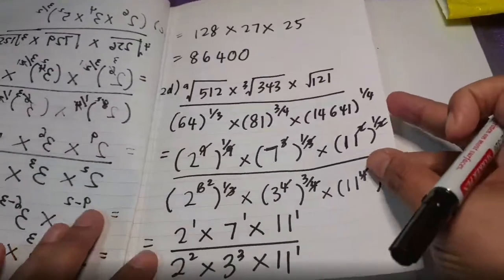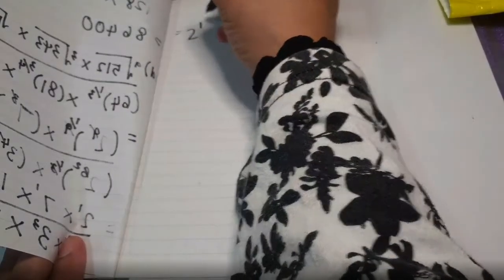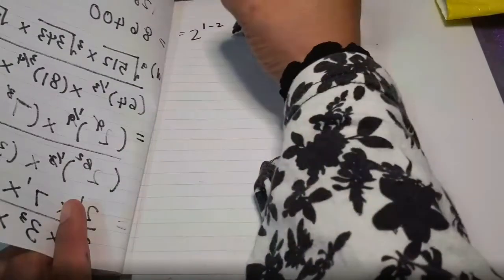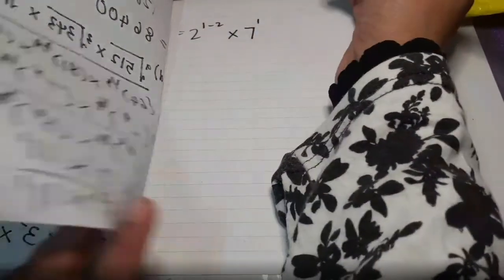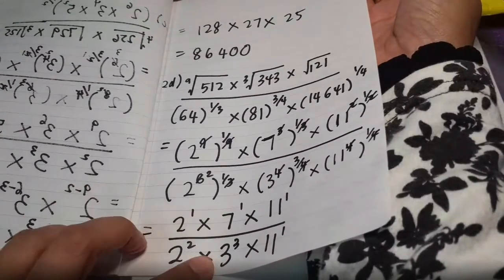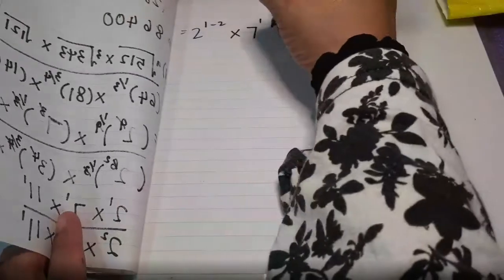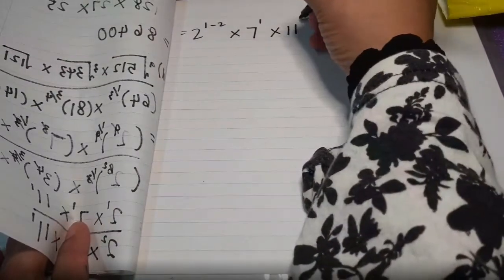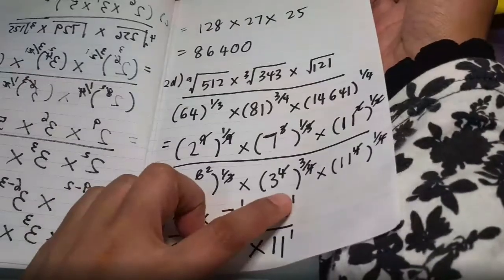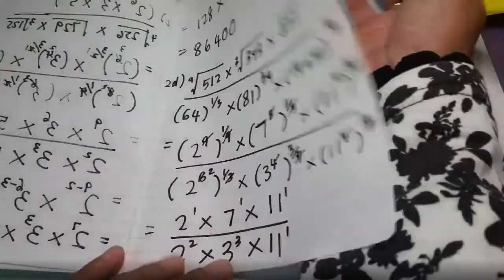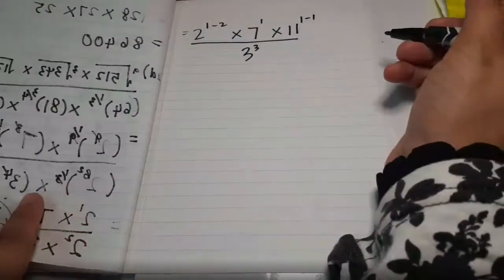Next, we combine 2 power of 1, 2 power of 1. This is division, so minus 2. Multiply 7 power of 1. We cannot combine because the bases are different. 7 and 3. So we cannot combine. Multiply 11, 1 minus 1. Because this is 1. And here also 1. So minus. Over. Okay, there is one more we did not write. That is 3. 3 power of 3. Okay, we write like this.